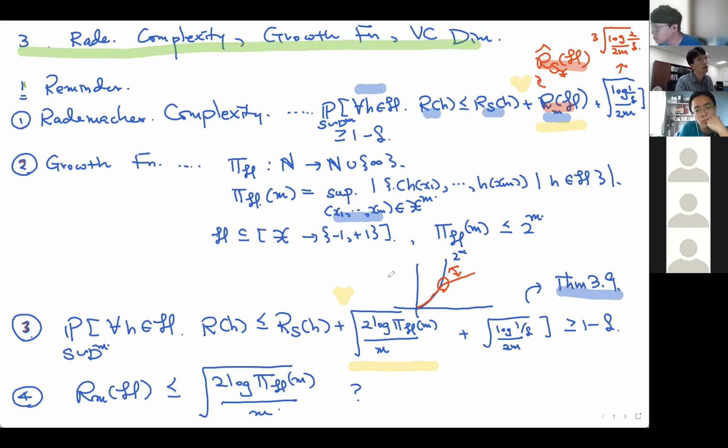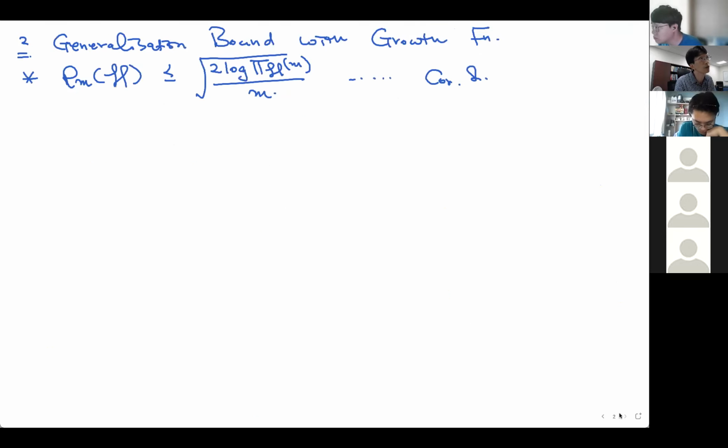So how can we prove this quantity? Let me start in a slightly different way from what's presented in the textbook. This is the so-called Corollary 3.8. But now the question is how we can prove this Corollary 3.8.